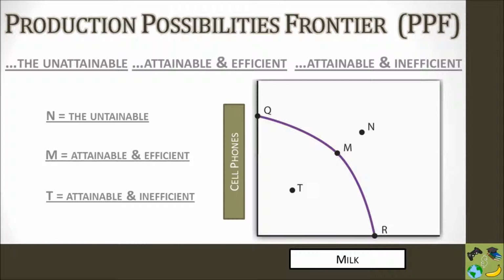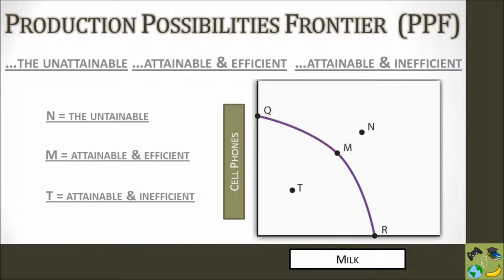Point M is right in the center of the PPF. This is an attainable and efficient production of an equal amount of cell phones and milk. Any point that lies along this purple PPF line is considered attainable and efficient.